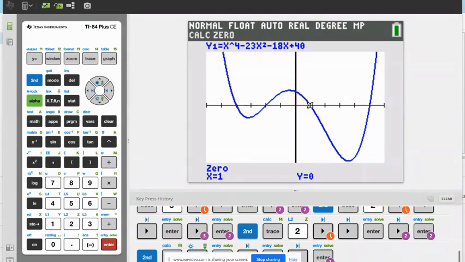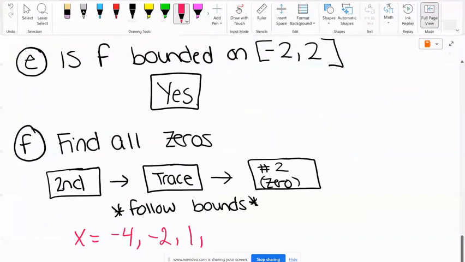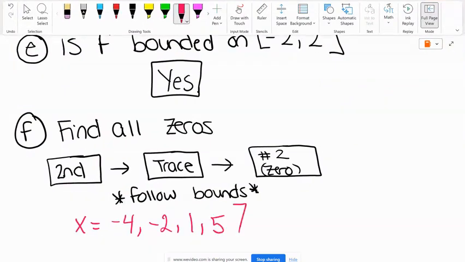Okay, so what should we have gotten? 5. Anybody need to see me do it? This is not so bad. Not so bad, right? All right, we're done.